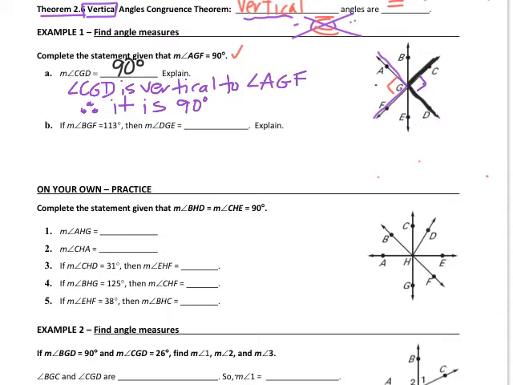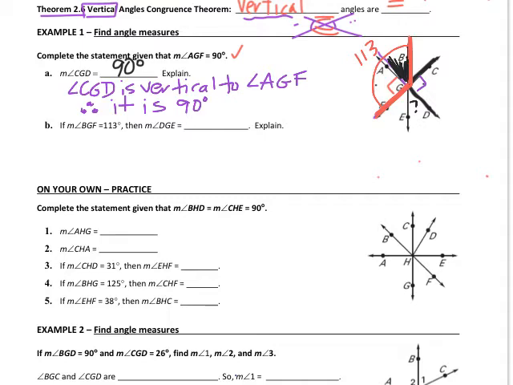If the measure of angle BGF is 113, so here's BGF. Okay, so we're talking about this angle that I've highlighted in red. If it's 113 degrees, then we need to find the measure of DGE. So we're going to find the measure of DGE, which is this angle over here where I'm putting the question mark. Now that angle actually is vertical to the angle called BGA. So if angle BGA is this angle over here, then I know that the vertical angle is going to be the same measure as BGA.